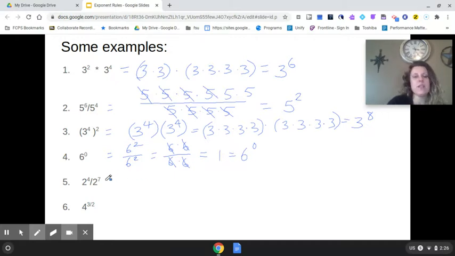Okay, the next one, we have 2 to the 4th power. That would be 2 multiplied by itself 4 times. And we're dividing that by 2 to the 7th.